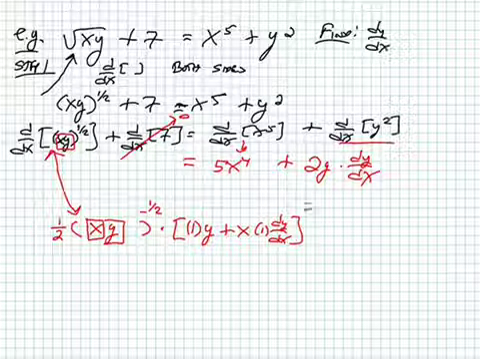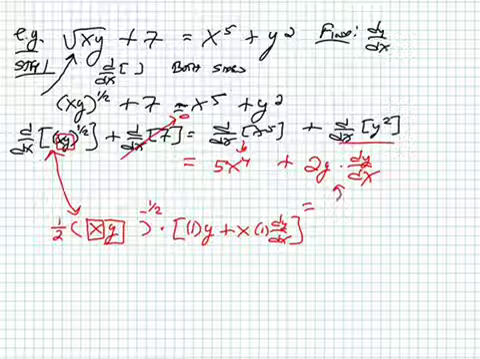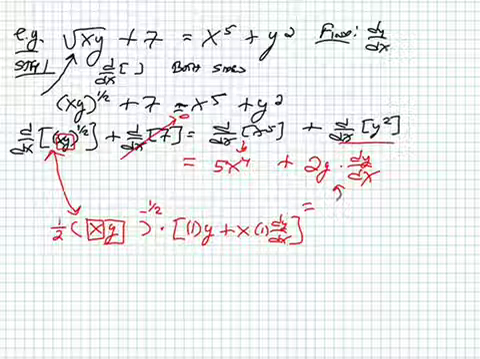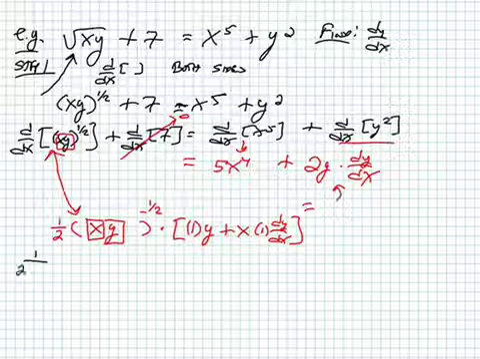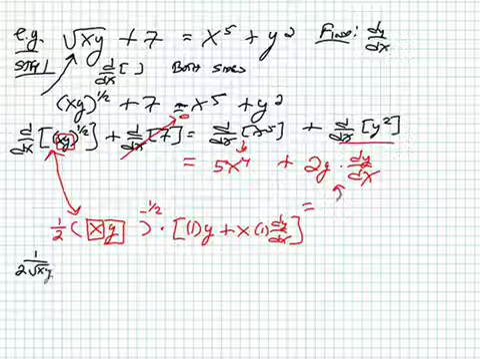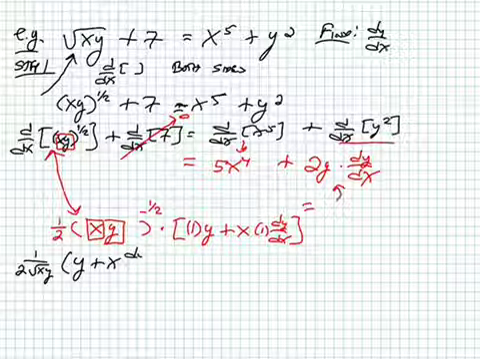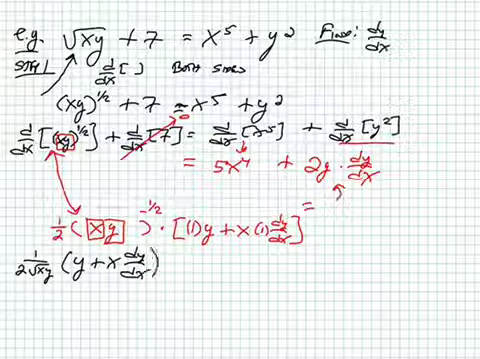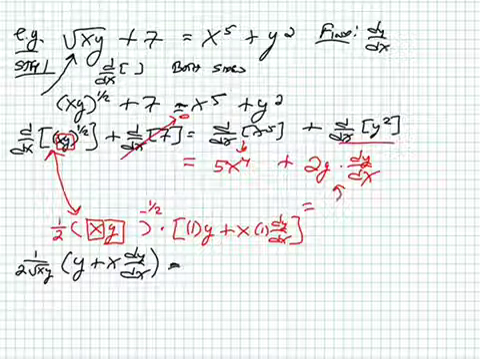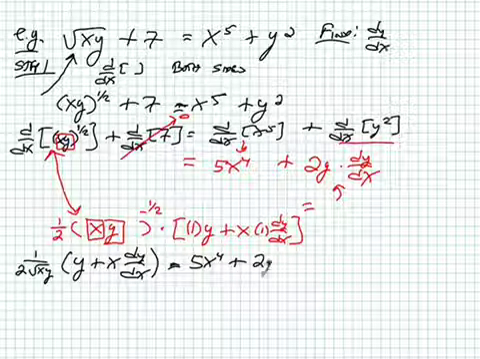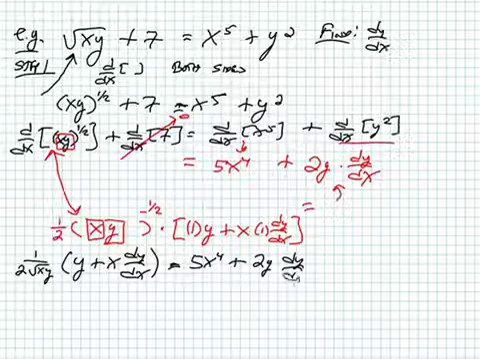This is equal to what's above, so I'm going to rewrite this whole thing. Let's be careful here. I'm going to write this as 1 over 2 square root of xy times y plus x dy dx, and that's equal to 5x to the 4th plus 2y dy dx.